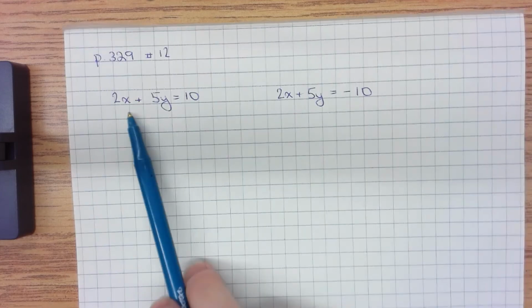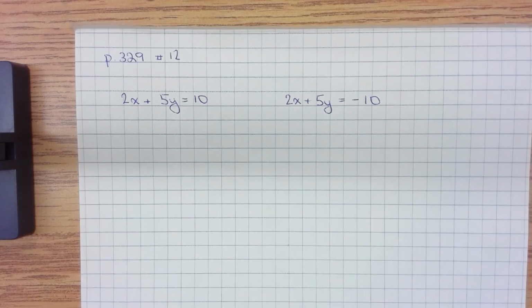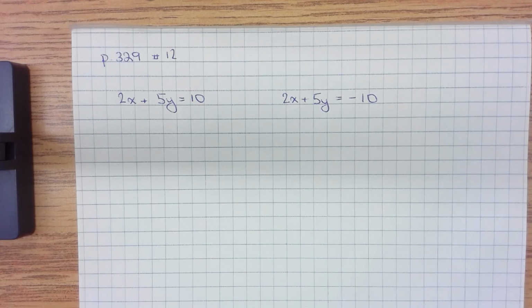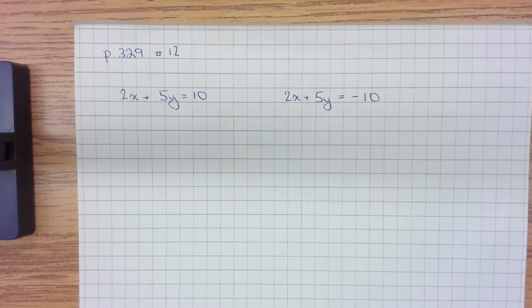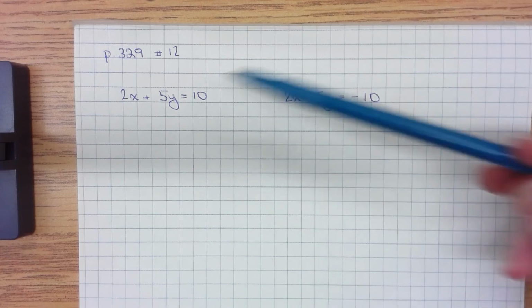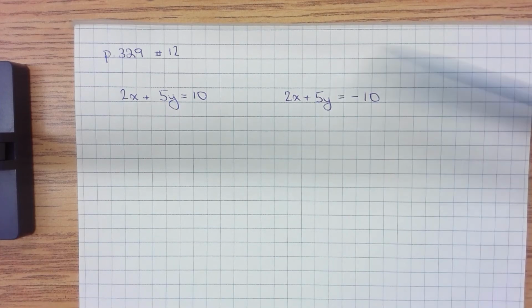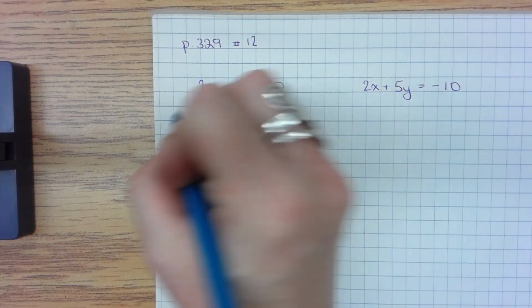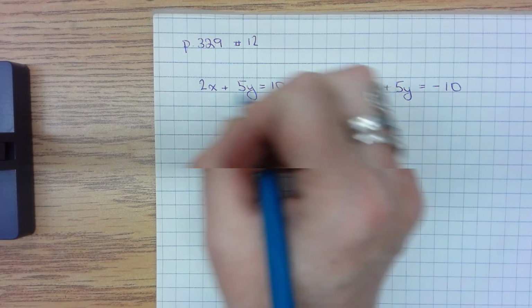Whenever you have an equation in this form, which is a variation of standard form, you can graph in two ways. You could rearrange it and graph using the slope or the y-intercept, or you can graph using the x and y intercepts. So I'm going to graph using the x and y intercepts.